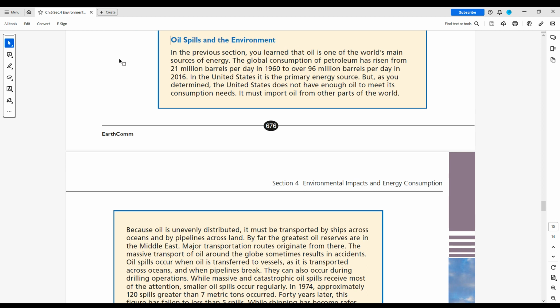Oil spills in the environment. In the previous section, you learned that oil is one of the world's main sources of energy. The global consumption of petroleum has risen from 21 million barrels per day in 1960 to over 96 million barrels per day in 2016. In the United States, it is the primary energy source, but as you determined, the United States does not have enough oil to meet its consumption needs. It must import oil from other parts of the world.